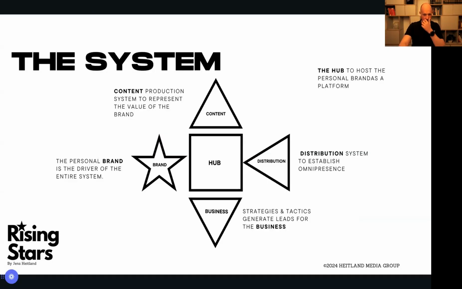Visibility. I always go back to this system. There are a lot of videos inside of this community about the system. I always go back to this because that's the differentiator with everything. So we start with your personal brand, which is the star piece. We bring your personal brand into your personal website, which we call Hub.